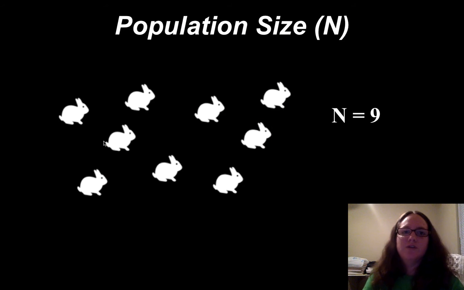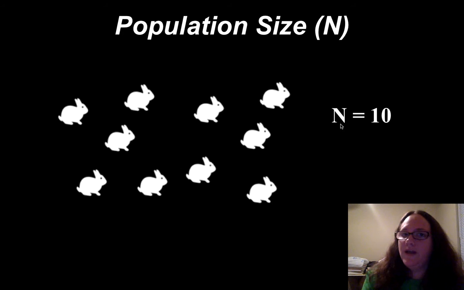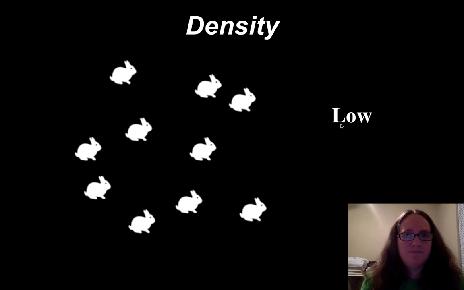So for these things, we're going to look at a population of rabbits. When we talk about population size, N in statistics is always what you use for population size. So that's going to be our N. For this situation, we have 1, 2, 3, 4, 5, 6, 7, 8, 9 rabbits. So our N is 9. Okay, and we can change that population size, and now we've lost 2 rabbits, so our population size is now 7. Or we could add 3, and our population will be 10.